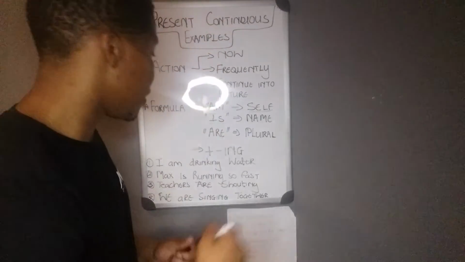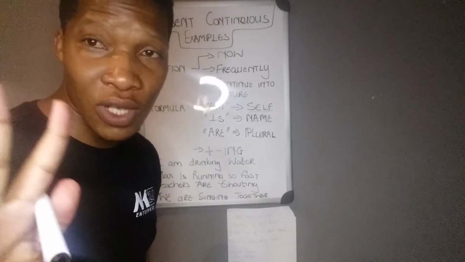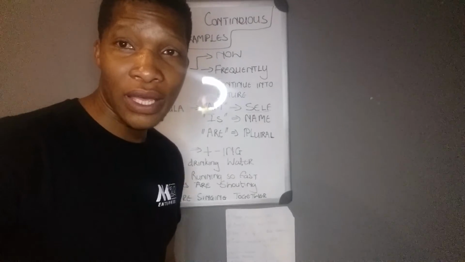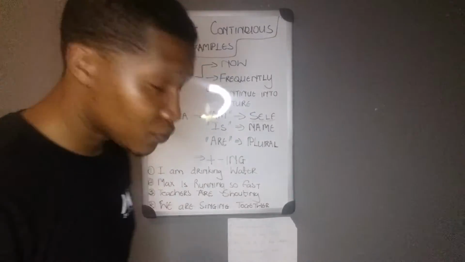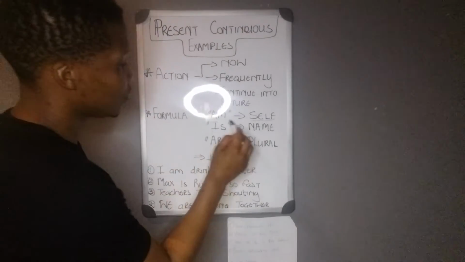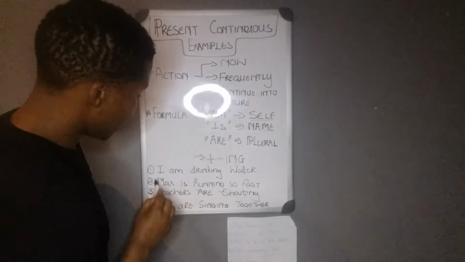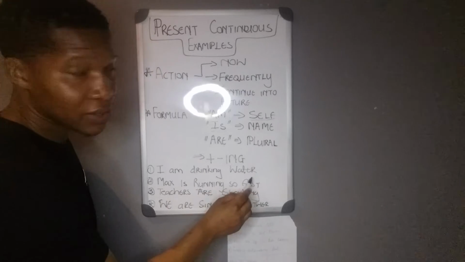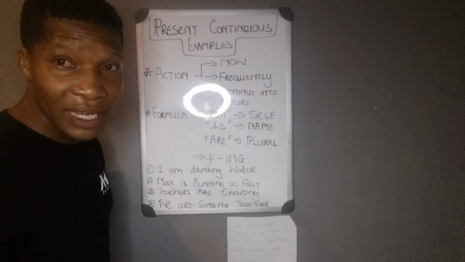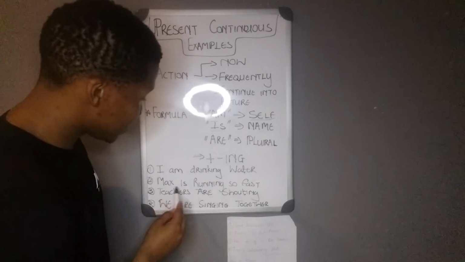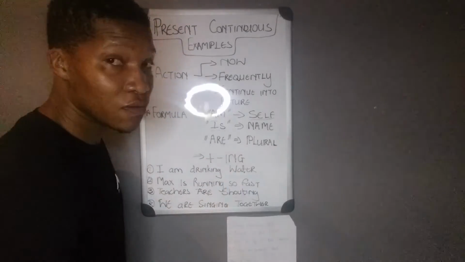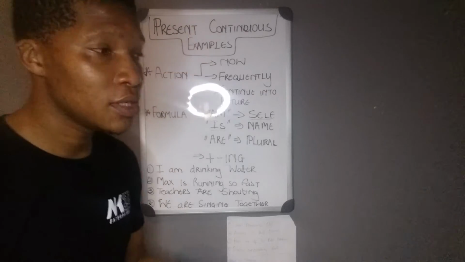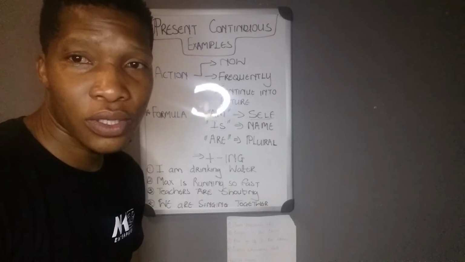All right. So let us look at four examples, which are classic, which display how this actually works. The first one is we're going to talk about self. I am drinking water. Then the second one is Max is running so fast. Max is running so fast. Natasha is writing her homework.